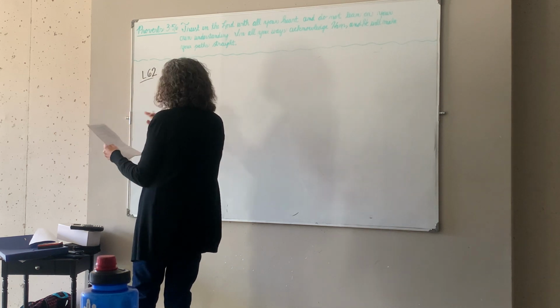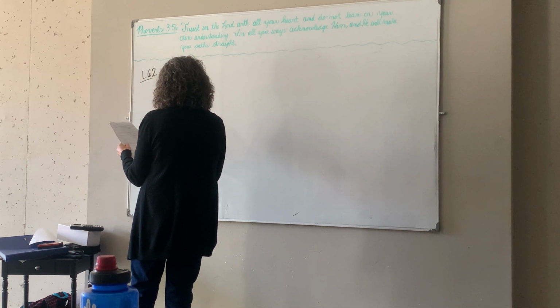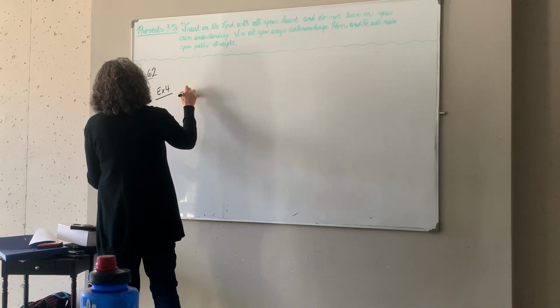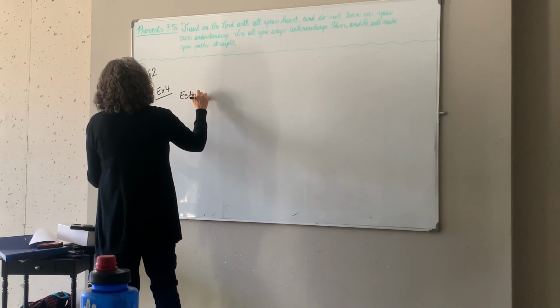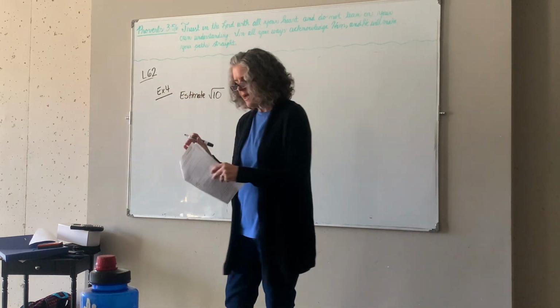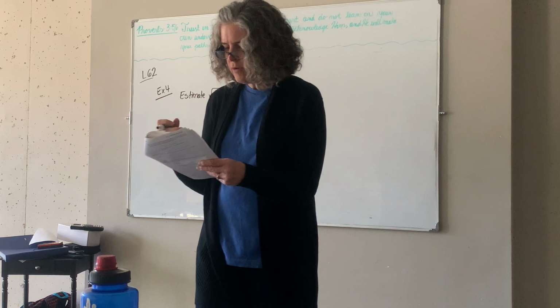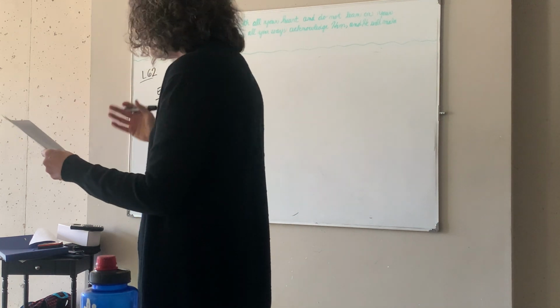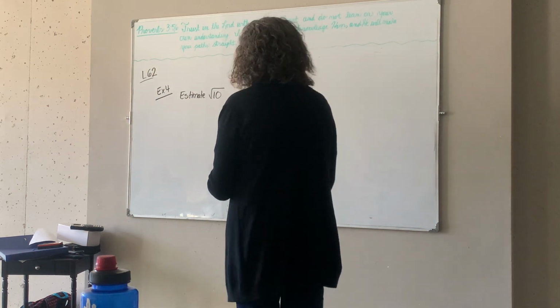And it's not using your calculator, so do not use your calculator on this one. I want you to estimate the square root of 10. And when I say that, they're going to word it like this: Determine between what 2 consecutive integers this would lie on the number line.